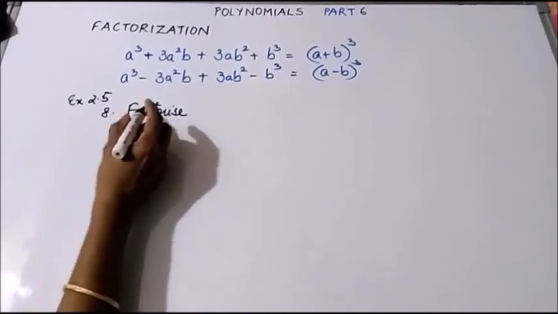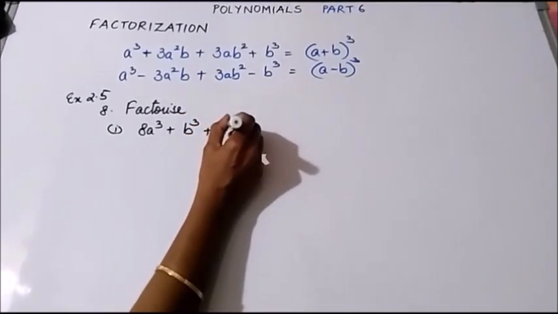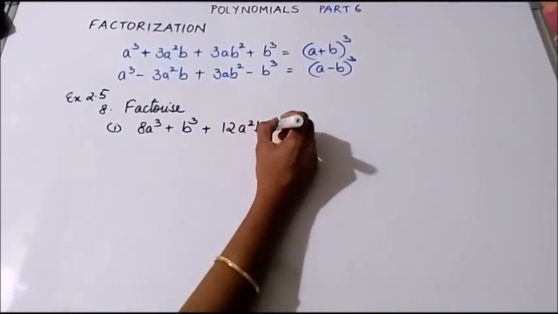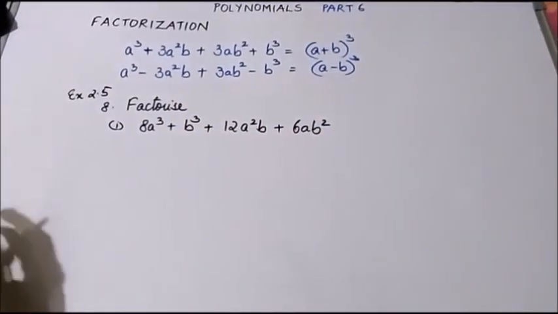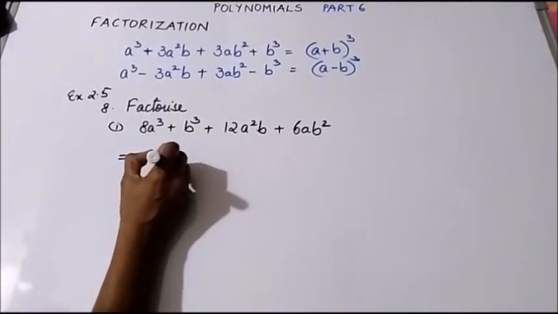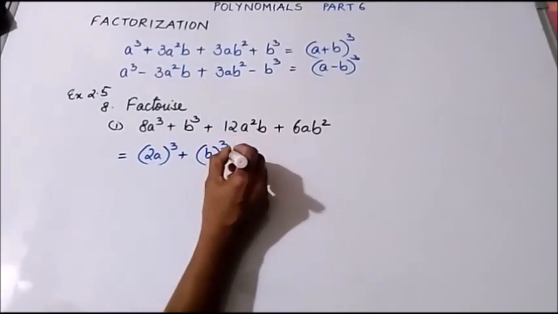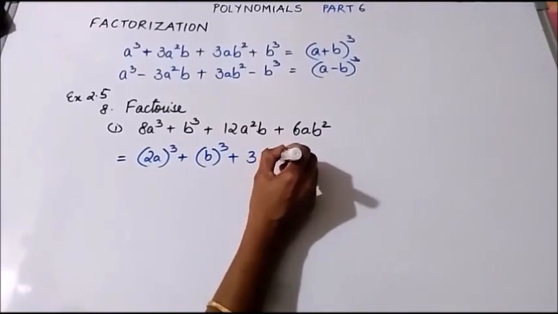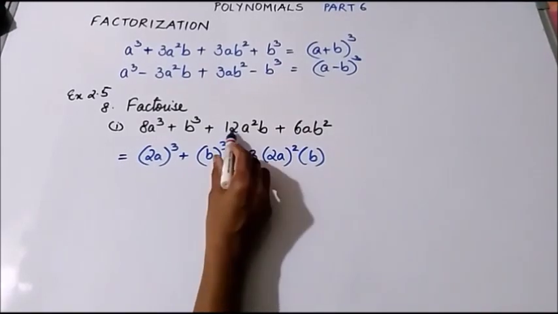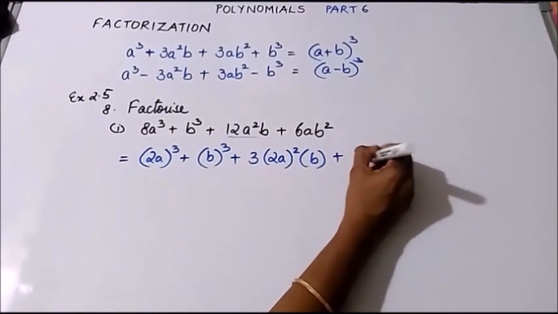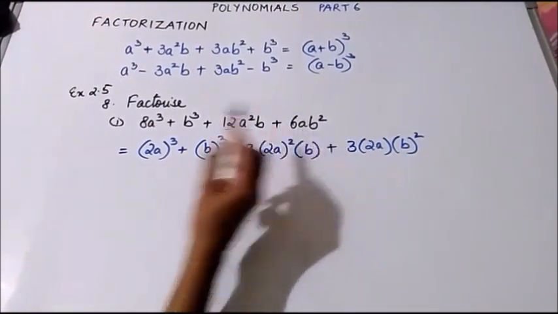And this will be doing the first one, that is 8a cube plus b cube plus 12a square b plus 6ab square. Okay, now in what way we can write this? 8a cube can be written as 2a the whole cube. This will come here b the whole cube plus 3 into 2a the whole square into b. 2 square is 4, 4 into 3 will give us 12a square b plus 3 into 2a into b square. This will give us 6ab.